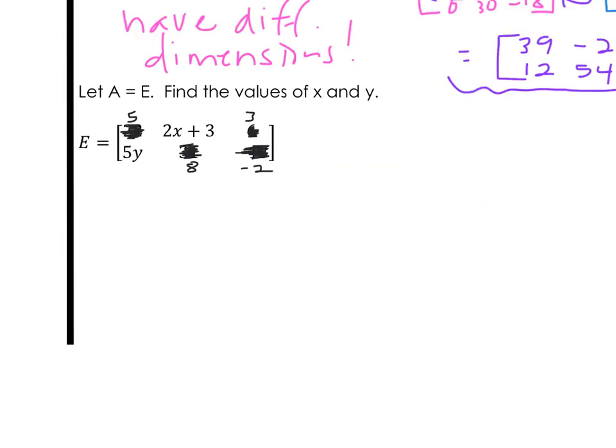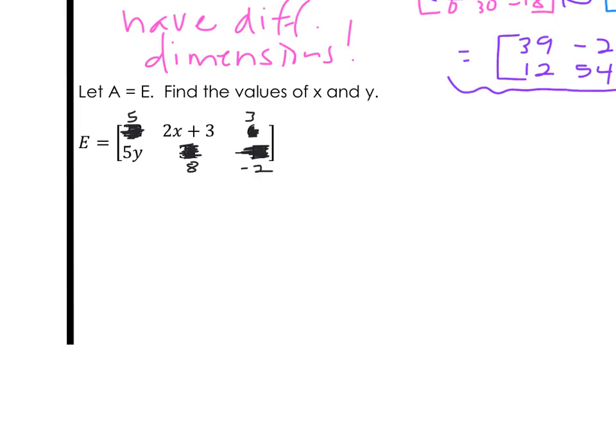For the last example, wow, I really am not sure what happened to the note packet, because in my notes from last year, I didn't have all those other numbers in there. So would you please first change matrix E to have the elements 5, and then 2x plus 3 is good, and then 3 in that first row. And then in row 2, I'm really sorry everybody, please have 5y, 8, and negative 2.